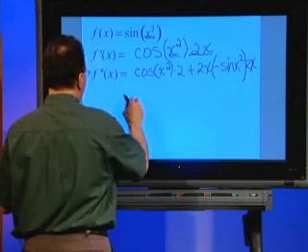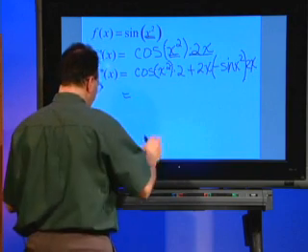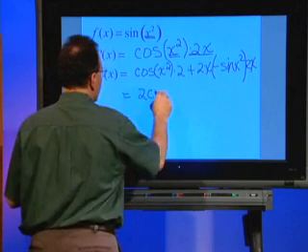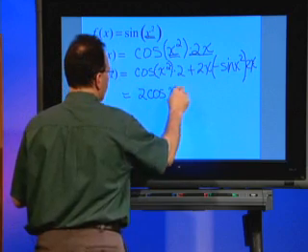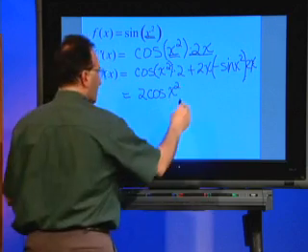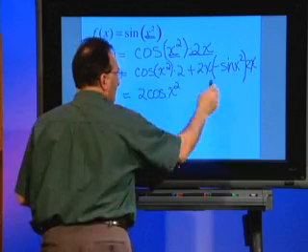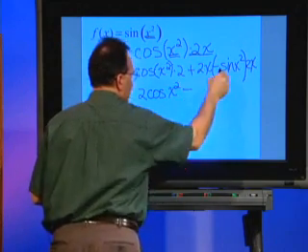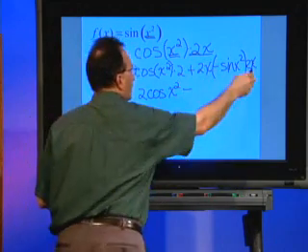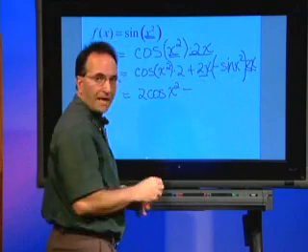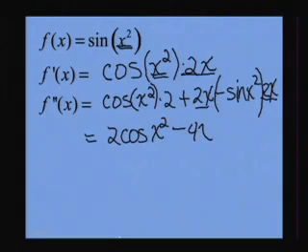When we simplify that as much as possible, we'll get 2 cosine x squared plus, I'm sorry, it's going to be minus, take the minus outside here, and we have this times this for 4x squared times sine x squared. So that's going to be my second derivative.